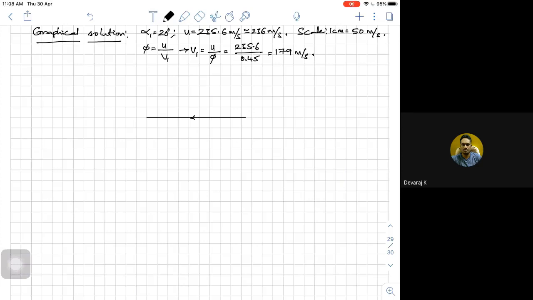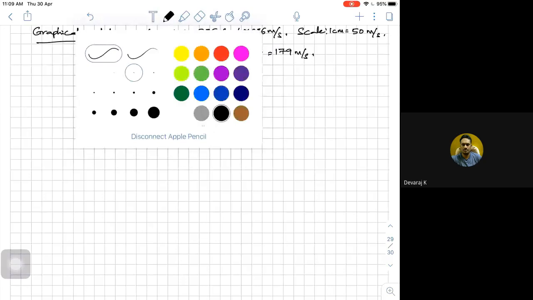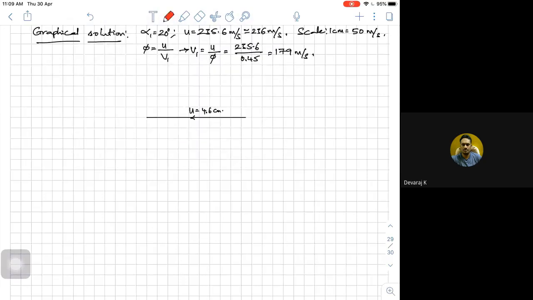Fine. Once you draw that u, so what is the value of alpha? This is my u, which is 4.6 centimeters, or 46 mm. Now you take your protractor. Alpha is 20 degrees. And what is the value of V? V is equal to 179.